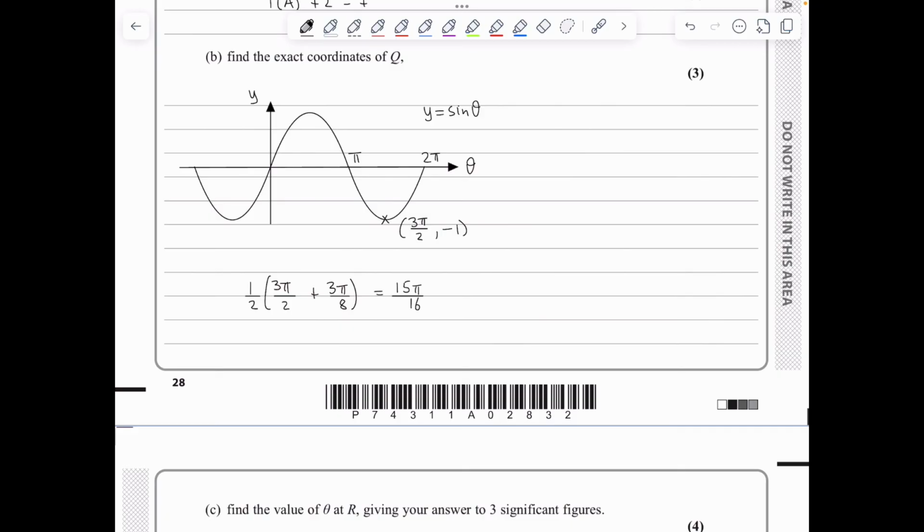And for the y-coordinate, it was originally at negative 1. This will be multiplied by the value of a, which is 5. And then I will add 2. And this gives an answer of negative 3. And therefore, we conclude that the point Q has coordinates 15 pi over 16, comma negative 3.